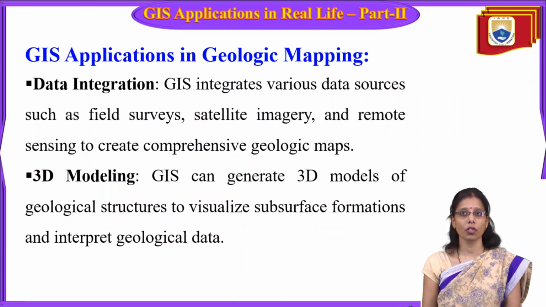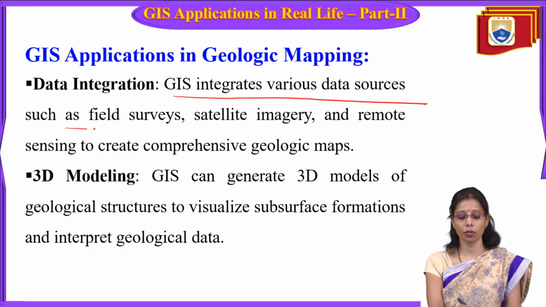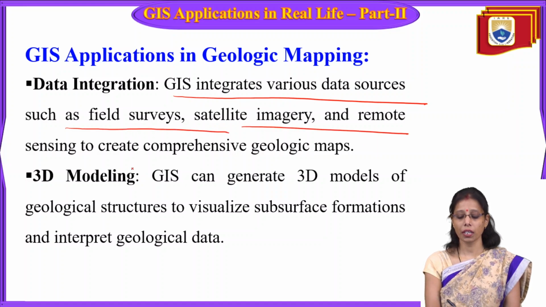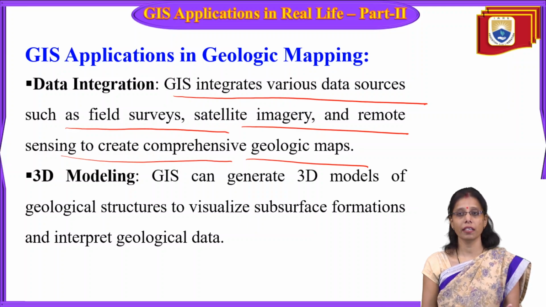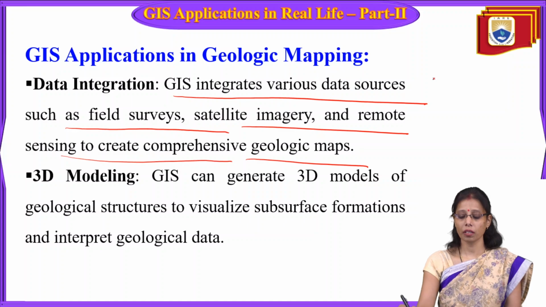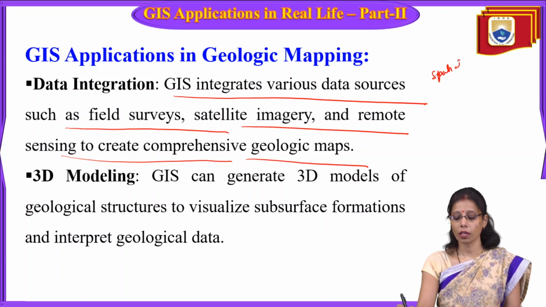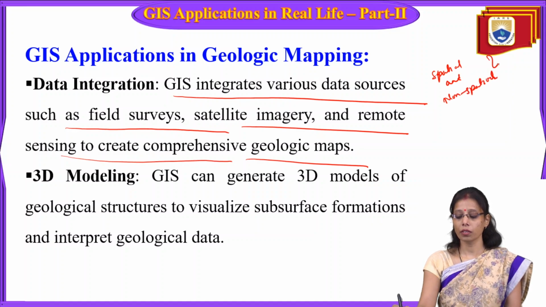So, GIS application in geologic mapping. First, data integration. What is data integration? GIS integrates various data sources such as field surveys, satellite imagery, and remote sensing to create comprehensive geological maps. Integration means integrating spatial and non-spatial data. These two can be integrated with the help of the GIS process. Satellite imagery is spatial data, and non-spatial data can be integrated with it with the help of this GIS process.